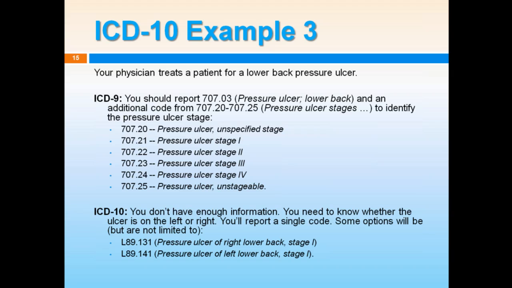That information didn't matter for ICD-9, but ICD-10 will allow you to be more specific. Also note that rather than using two codes as you do under ICD-9, a single ICD-10 code will represent both the anatomical location and the stage. An example is L89.131, pressure ulcer of right lower back, stage 1, or L89.141, pressure ulcer of left lower back, stage 1.